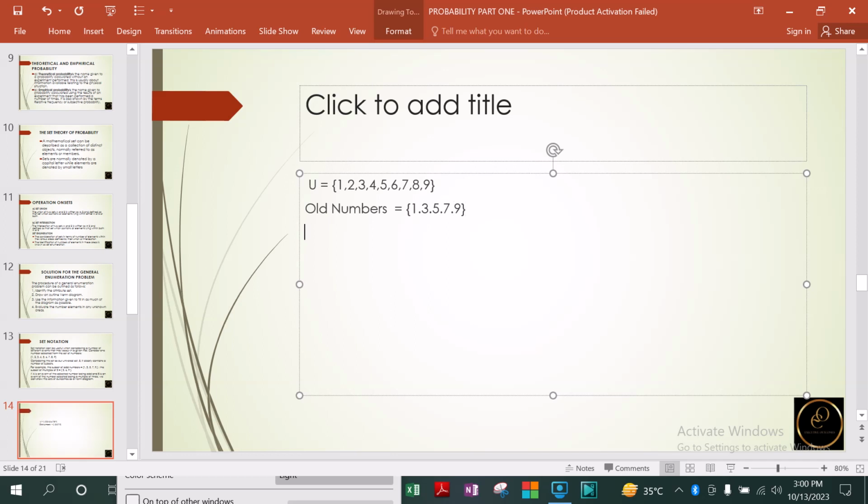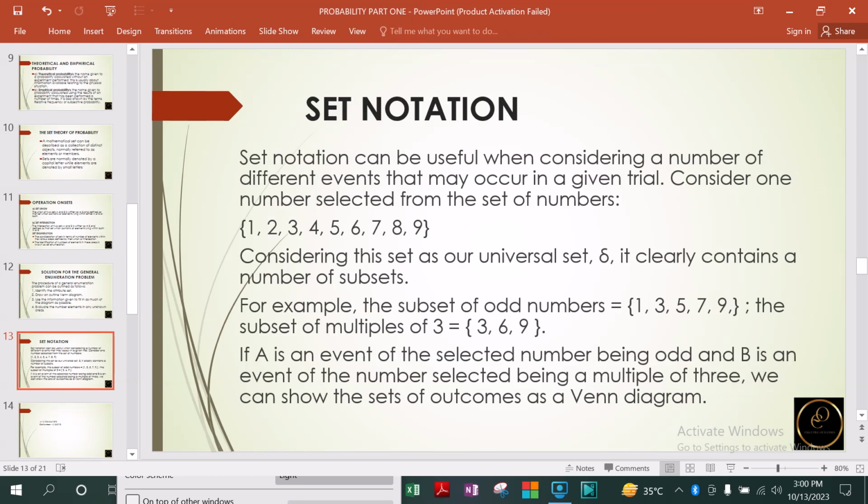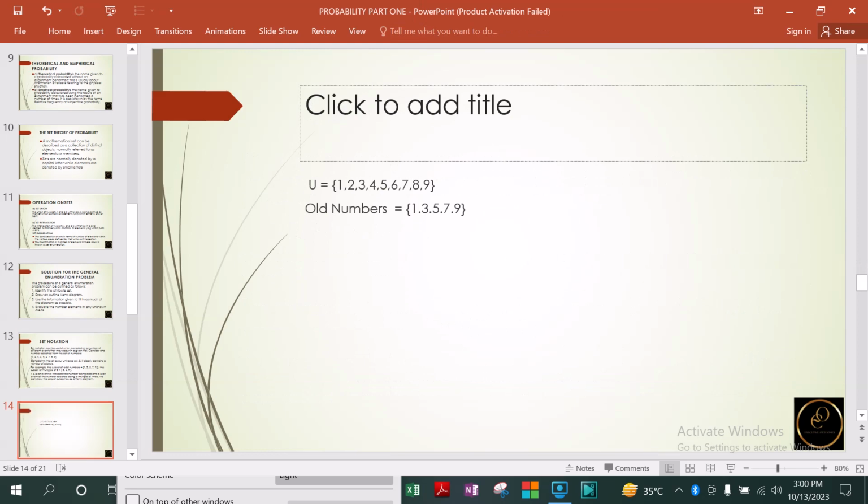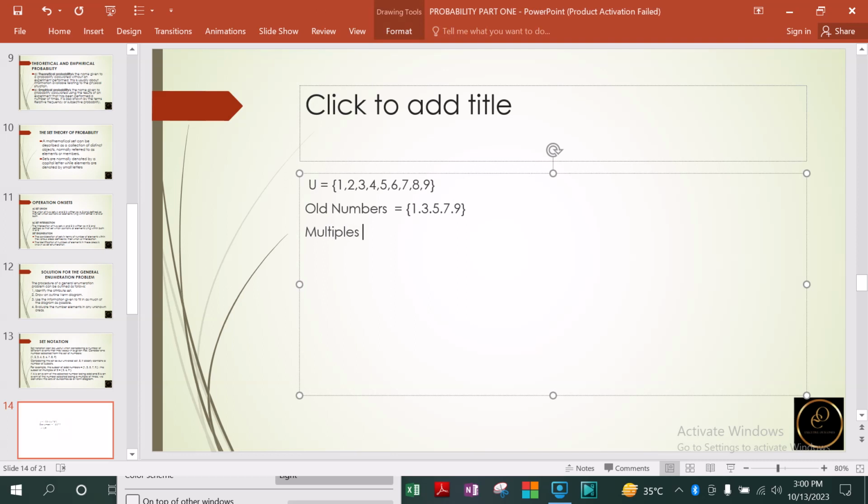Then the other one we have is the set of multiples of 3. In this case, multiples of 3, we have 3 itself followed by 6 and then 9. So that's how it is.